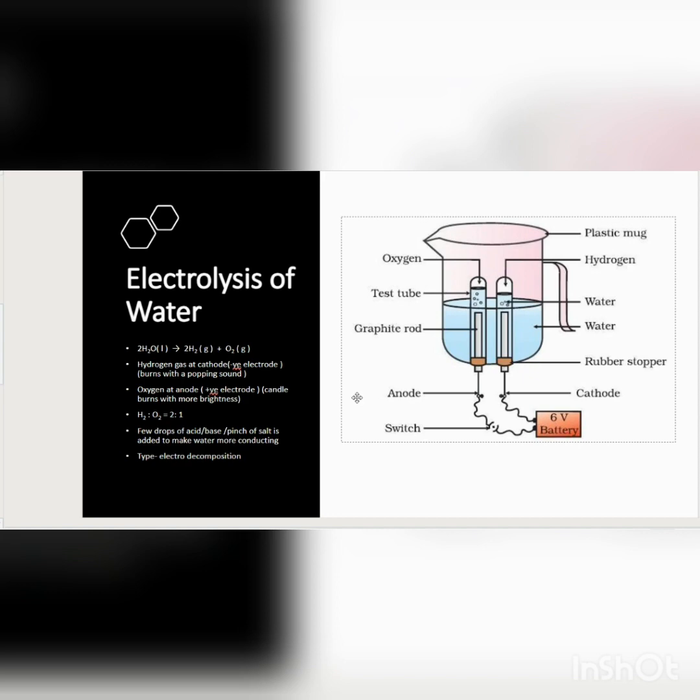What we can do over here is remember this: we know that the first two letters of chemistry are C and H, right? So C stands for cathode and H stands for hydrogen. So hydrogen gas is released at cathode, right? And that means the other gas, oxygen, would be released at anode. So this is how we can remember the gases released at anode and cathode.